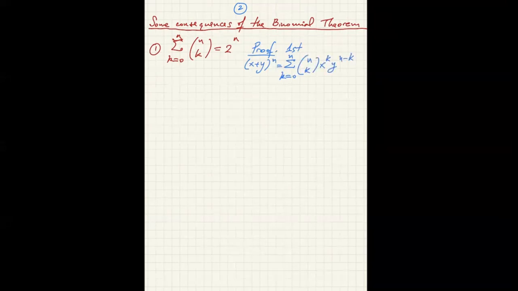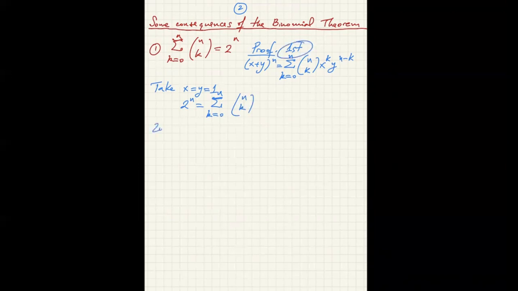And this is true for any x and y complex numbers. So just take x and y equal to 1, and then on the left-hand side you get 2 to the n, and on the right-hand side you get the other expression, the summation of n choose k from k equals 0 to n.